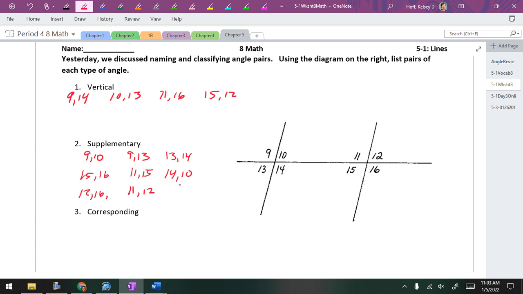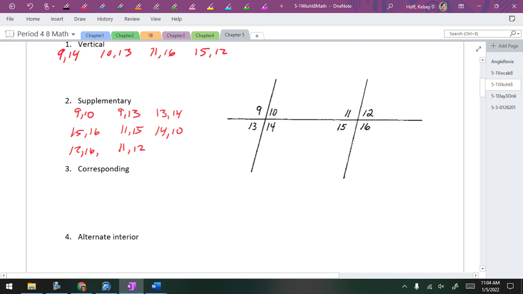Miss Olivia, corresponding. 9 and 11. Nicely done. Yes. Ronald. 10 and 12. 10 and 12. Micah. 14 and 16. There's one more. Levi, do you know it? 13 and 15. Nicely done.